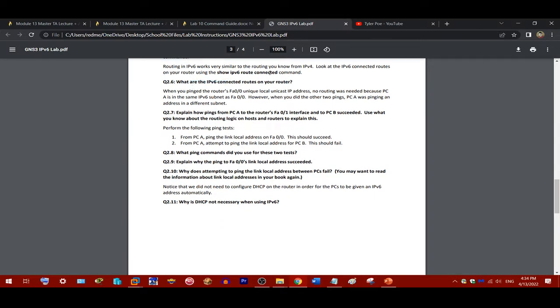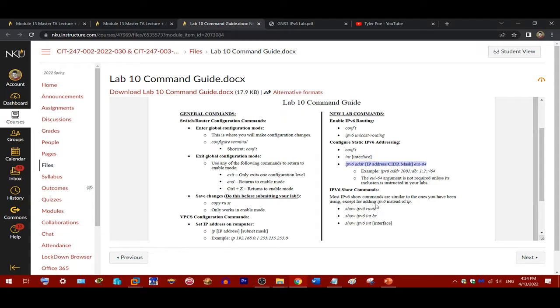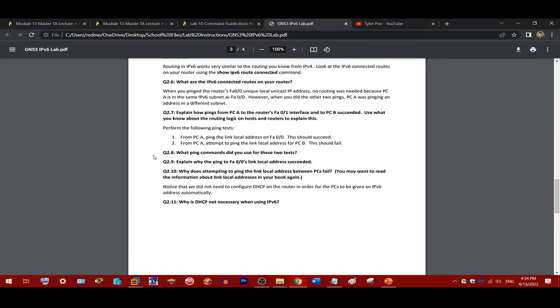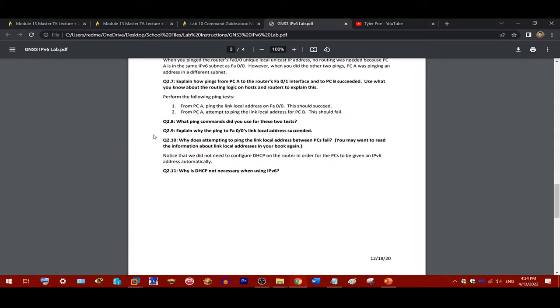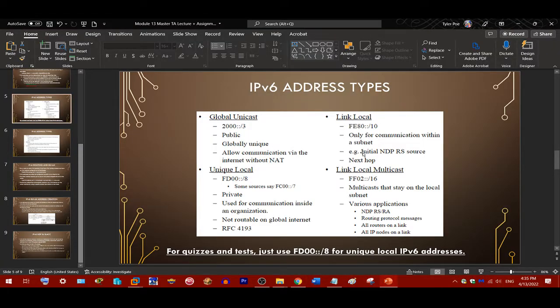Also, for your connected routes, to see those you need to do show IPv6 route, not show IP route. Please make sure you use IPv6. You'll be doing more pings, and you'll be explaining why these pings succeed. This is a hint here: you need to make sure you match up the address types to what's going on. Keep in mind that link local addresses cannot ping interfaces in a different subnet. Please keep that in mind.